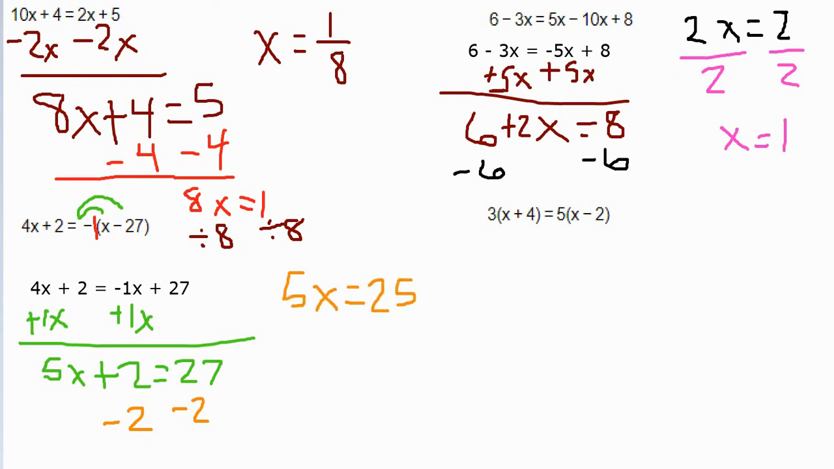And finally, we divide both sides by 5. 5x means 5 times x. So the opposite is divided by 5. That gives us x equals 5.